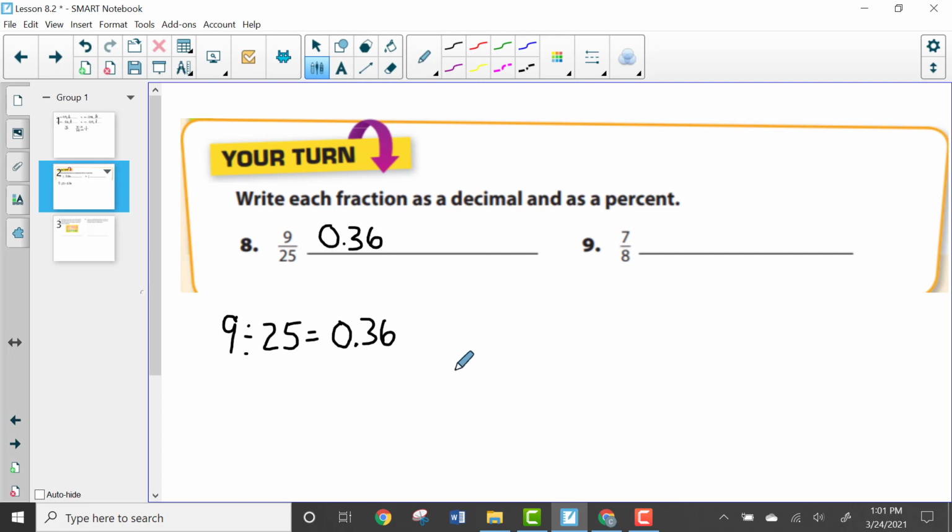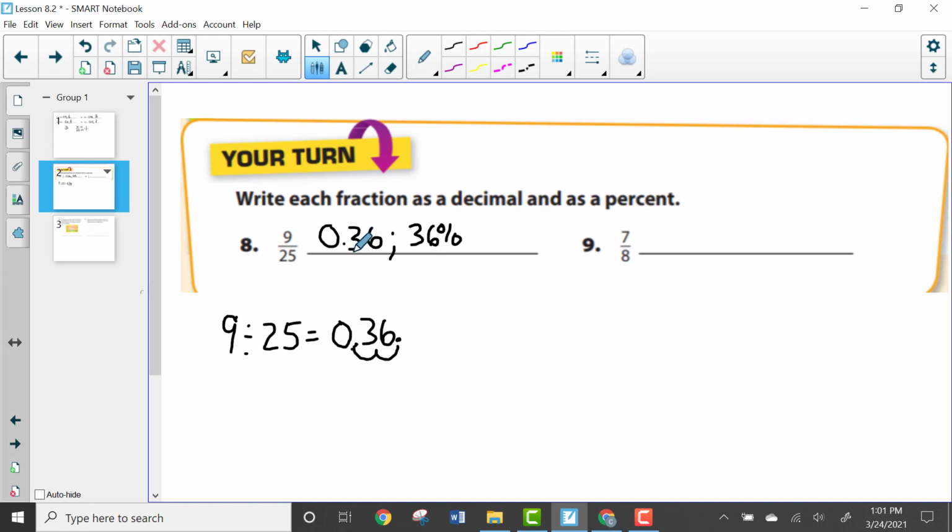Now, here's a little trick. If you're going to take a decimal to a percent, which is the opposite of what we were doing, we were going from percents to decimals, but decimal to percent, you take that decimal and move it 2 places to the right, and that'll show you what the percent would be. So 36 hundredths as a percent would be 36%.